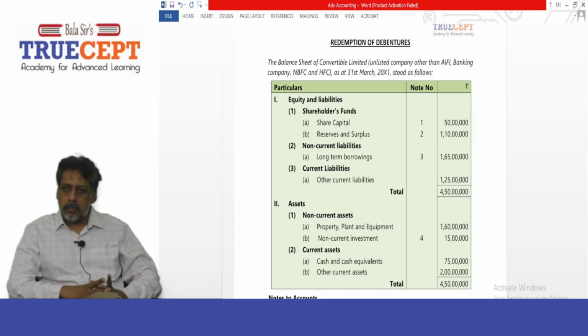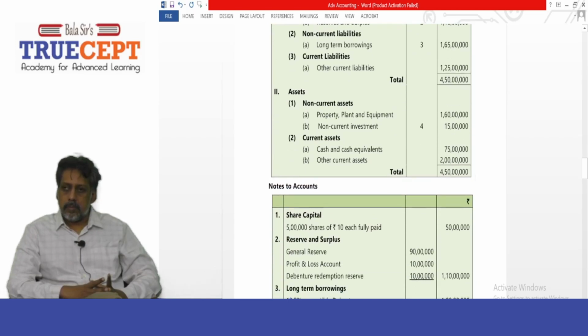Current liabilities, other current liabilities, 1 crore 25 lakh. In all, 4 crore 50 lakh is the total of the balance sheet. Asset side, you have non-current assets, property, plant and equipment, 1 crore 60 lakh. Non-current investments, note number 4, 15 lakh. Current assets, cash and cash equivalents, 75 lakh. Other current assets, 2 crore.